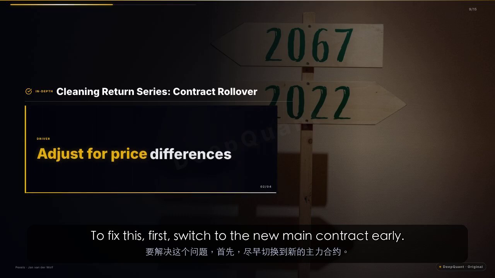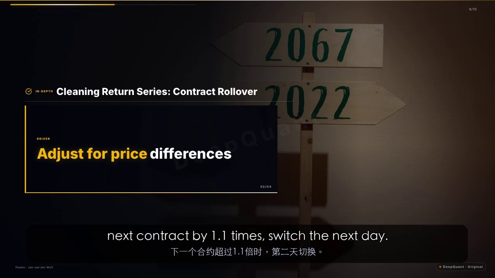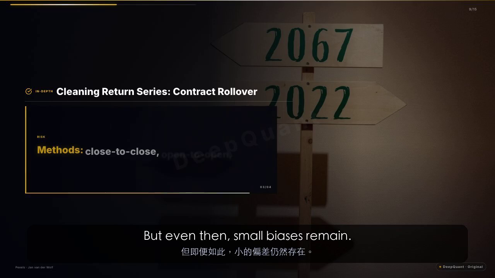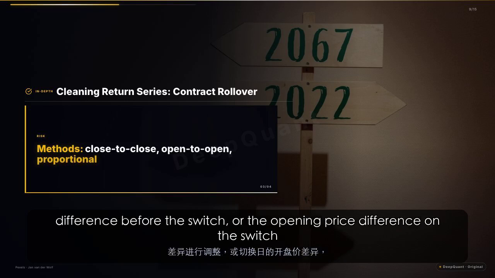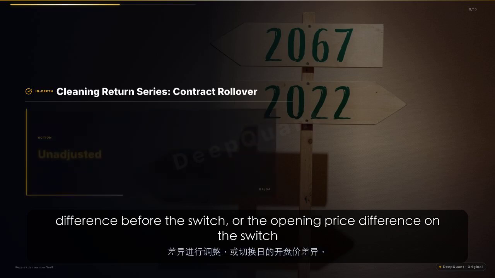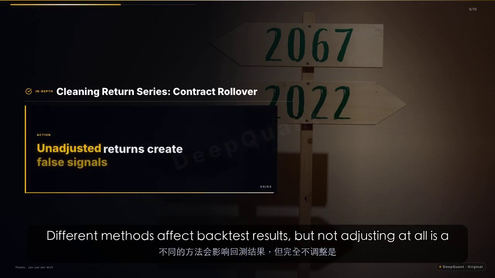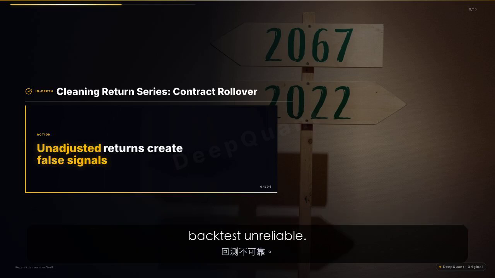To fix this, first, switch to the new main contract early. For instance, when the next contract's open interest exceeds the current contract's by 1.1 times, switch the next day. This reduces jumps. But even then, small biases remain. So you need adjustment methods, such as adjusting based on the closing price difference before the switch, or the opening price difference on the switch day, or proportional adjustment. Different methods affect backtest results, but not adjusting at all is a recipe for disaster. Unadjusted returns show artificial gains or losses on switch days, making your backtest unreliable.